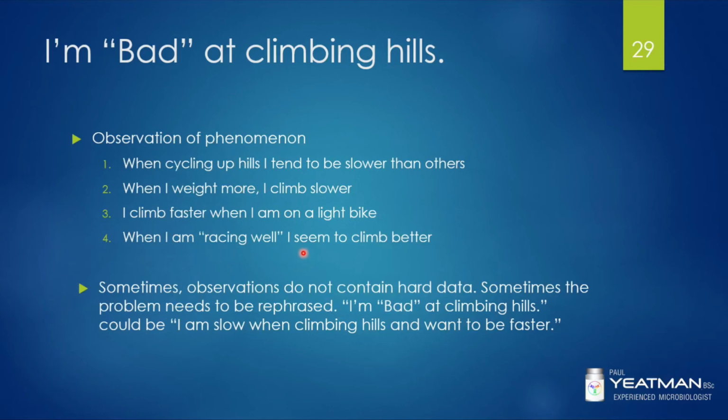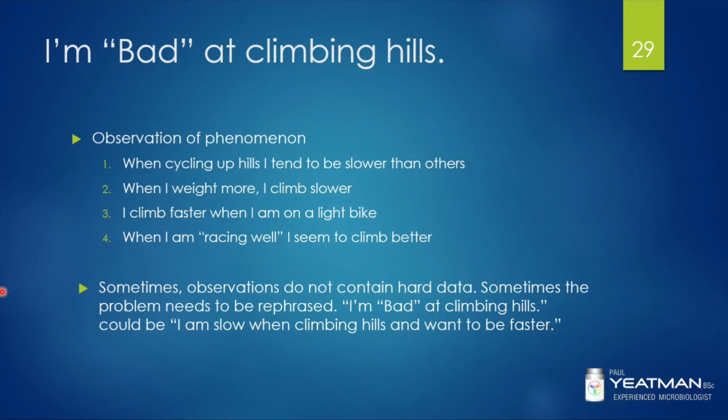So what are the observations in this case? When cycling up hills, I tend to be slower than others. When I weigh more, I climb slower. I climb faster when I am light on a bike. When I am racing well, I seem to climb better. Sometimes observations don't contain hard data, and sometimes the problem needs to be rephrased. So here I've said that I'm bad at climbing hills. I'm going to rephrase that to be I am slow when climbing hills and I want to be faster, because that pretty much states the issue and what we want the outcome to be.